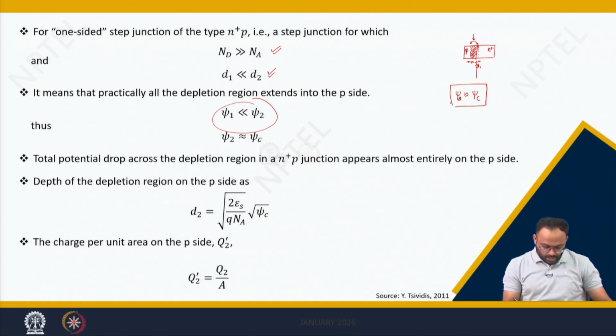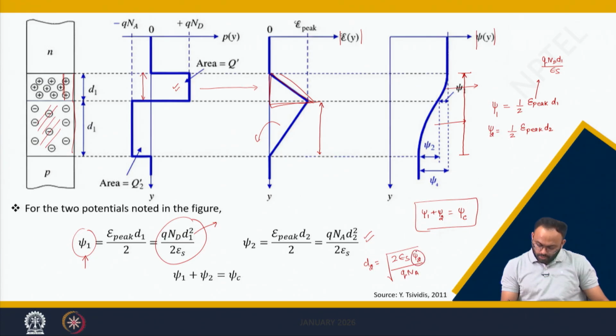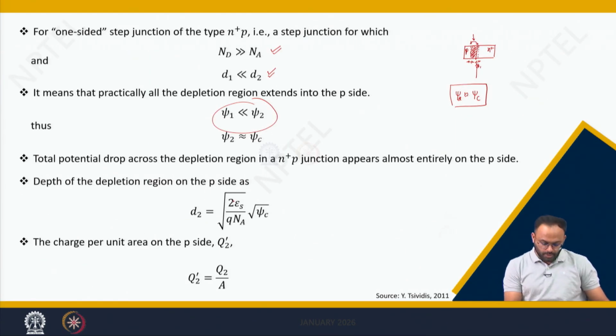By using this, we can simply rewrite D2 as equal to the square root of 2 into epsilon s into psi 2 divided by q into Na, where psi 2 is psi c, as psi 1 is considered to be 0 in a one-sided junction. So we will get this equation: D2 equals the square root of 2 epsilon s psi c divided by q Na.